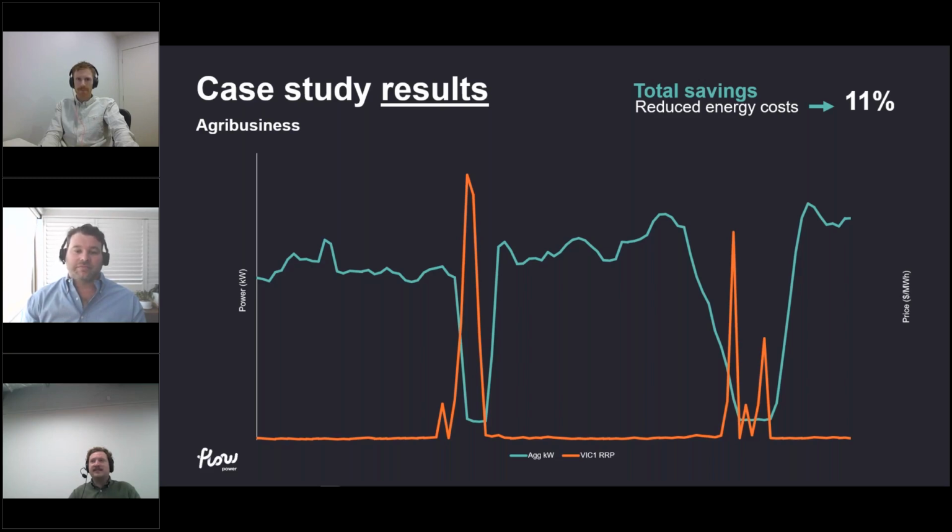Yeah, it's pretty crazy to save 11%, and these are a big user, as many agribusinesses are. To save 11% on your energy costs for doing a bit of work on 2 days, but not really affecting your process, is pretty wild. So they're a really great example of, I guess, what can be achieved.